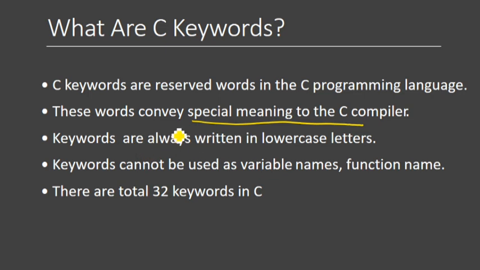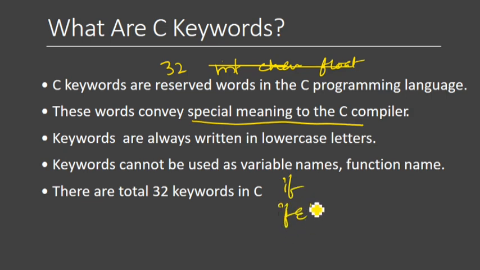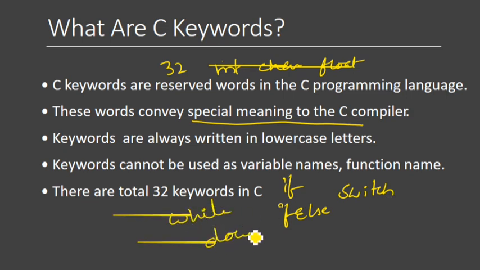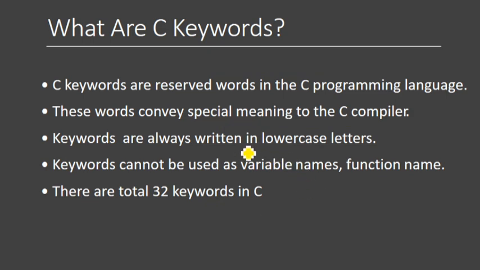Keywords are always written in lowercase. There are a total of 32 keywords: int, char, float, if else, switch, while, and do while. All the keywords must be written in lowercase letters only, and keywords cannot be used as variable names.